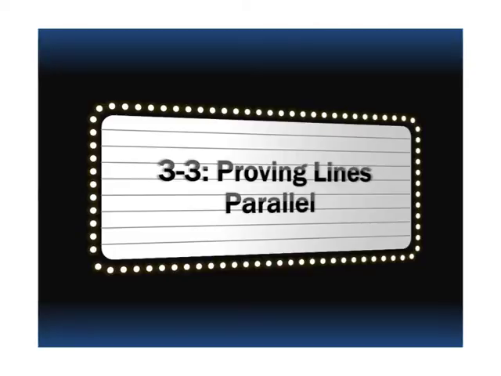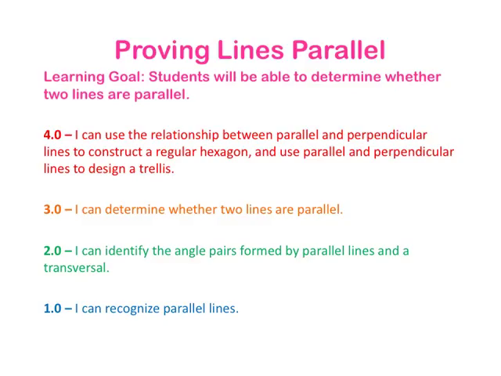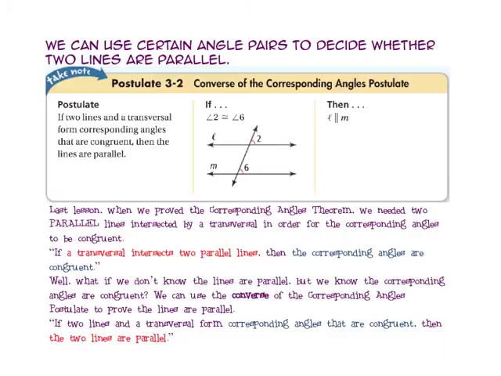Lesson 3-3 is on proving lines parallel. Take a minute to read over the learning goal and find where you are on the scale before we start the lesson. In this lesson, we can use certain angle pairs to decide whether two lines are parallel.